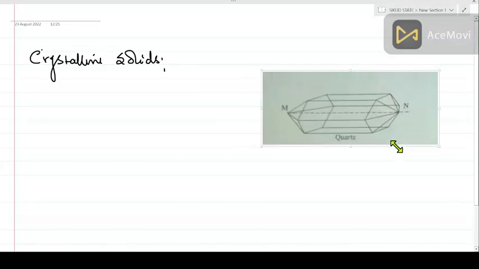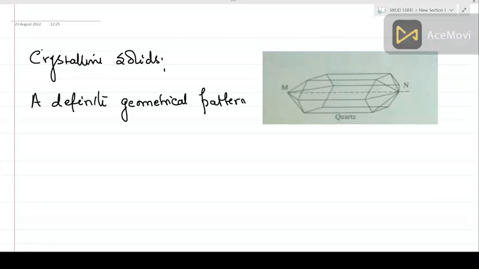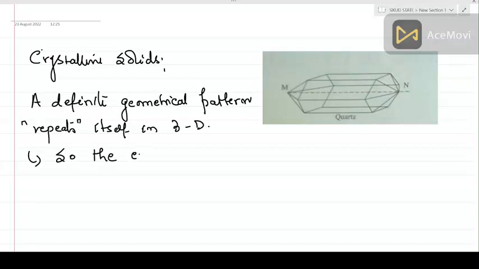For example, I am giving you a picture of quartz. Quartz you have studied, it is also taught in optics, and it is a very famous solid. So this is a view of the quartz crystal. Basically, a definite geometrical pattern repeats itself in 3 dimensions. This repetition is also termed periodicity.